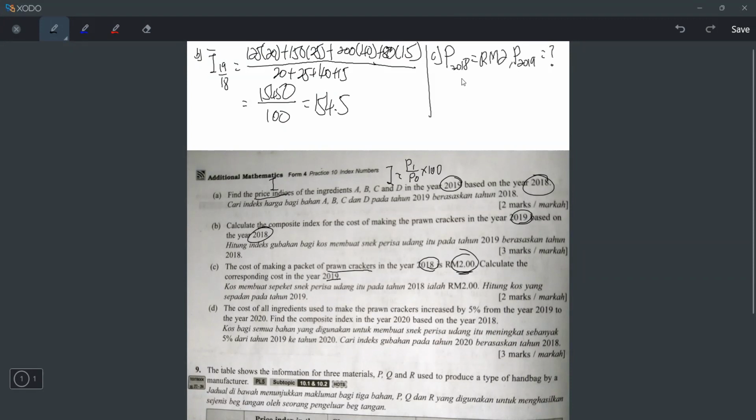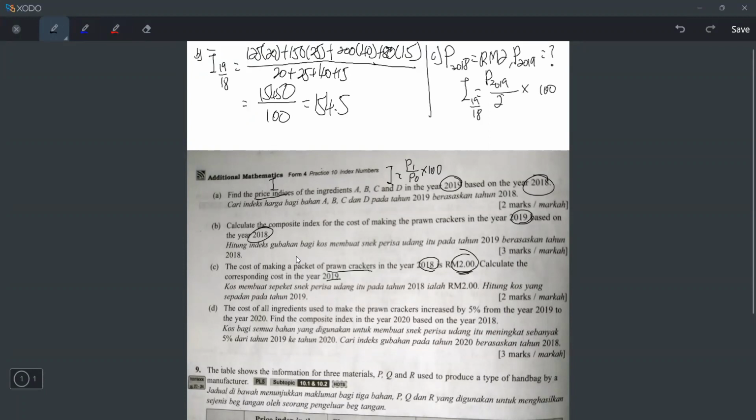So what formula will I use? I equals P1 over P0 times 100. And what do I have to substitute for my P1? P 2019. Yes, thank you. What do I have to substitute for my P0? 2 ringgit, right? Because they give you already. Because the new year always goes on top. And what I do I have to substitute for what year? It will be the I for 19 over 18.